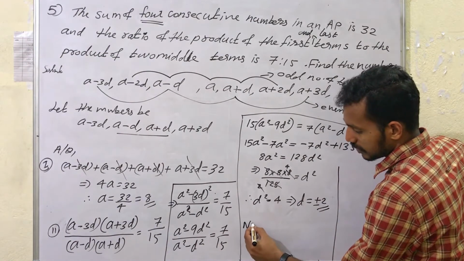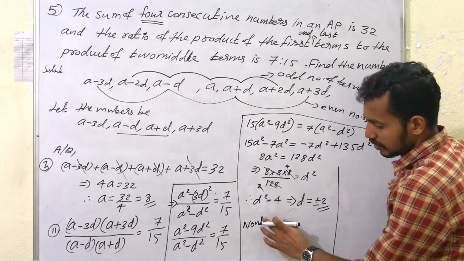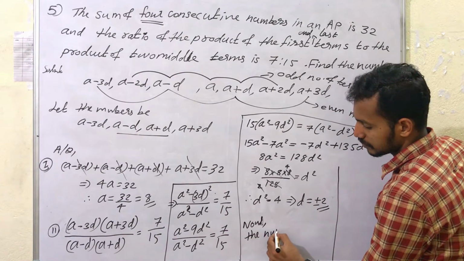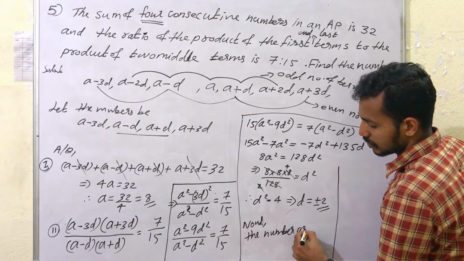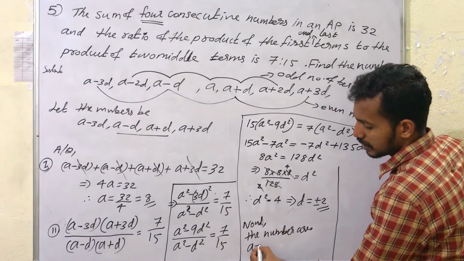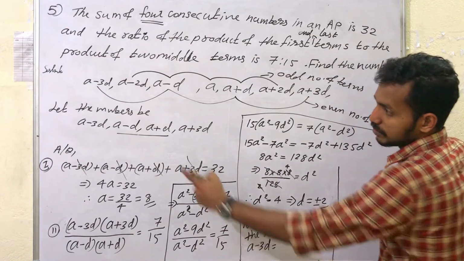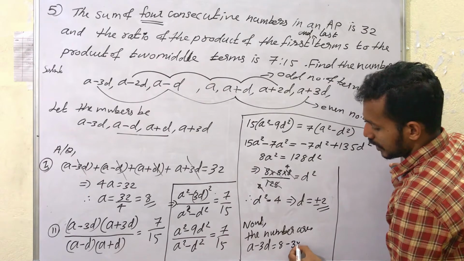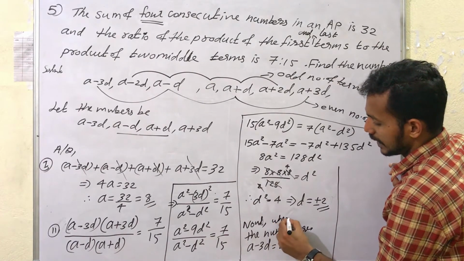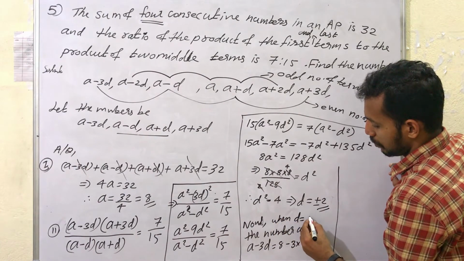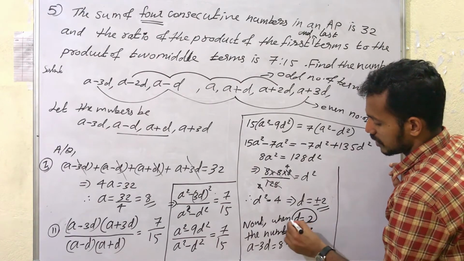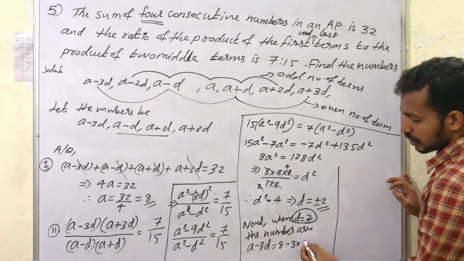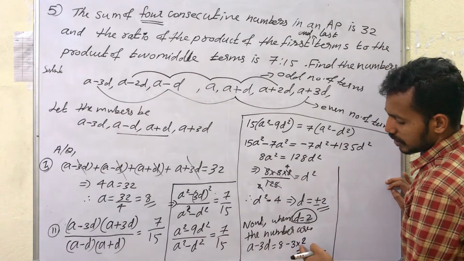Now the numbers will be: the first number is a minus 3d, that means 8 minus 3 into 2, because first we are assigning d equal to plus 2, not minus 2. So 8 minus 3 into 2, which is 6, that is 2.